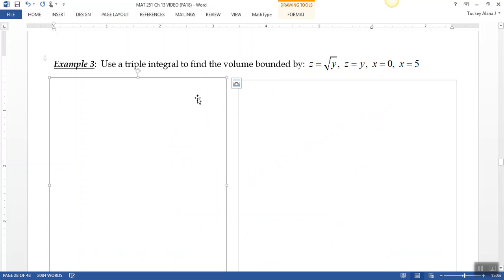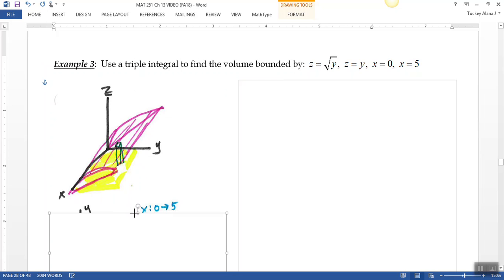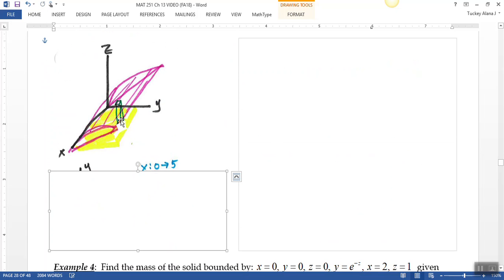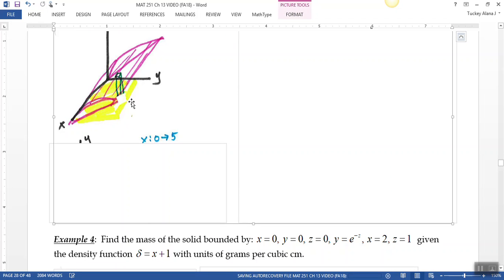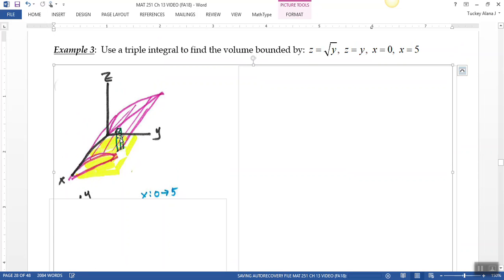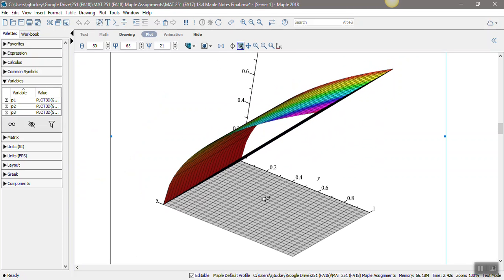Okay, so how am I going to do this? First thing I'm going to do is draw a sketch of that. It doesn't have to be a great sketch, but it's kind of an airplane wing shape. And you're building your volume by stacking the columns from this floor, the xy plane, which you can see right here. You're coming from this region up.